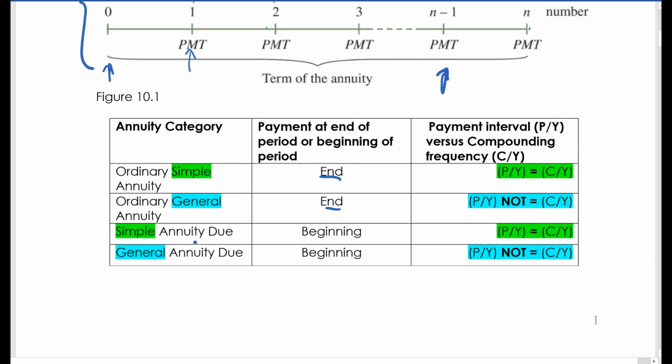The word general implies that the PY is not equal to CY, and simple means that they are. You can also look at annuity due: it means that it's due right away, so you're paying it ahead of time at the beginning of the period. Those are some key words to help you remember which is which.